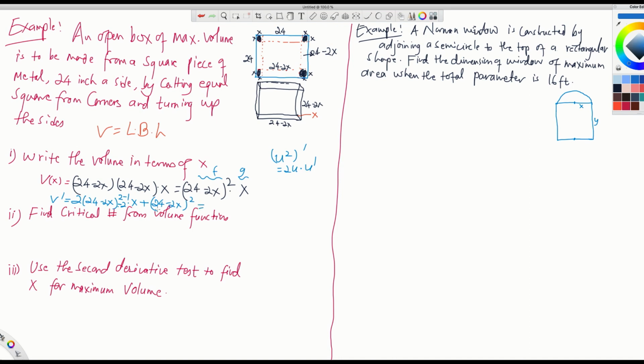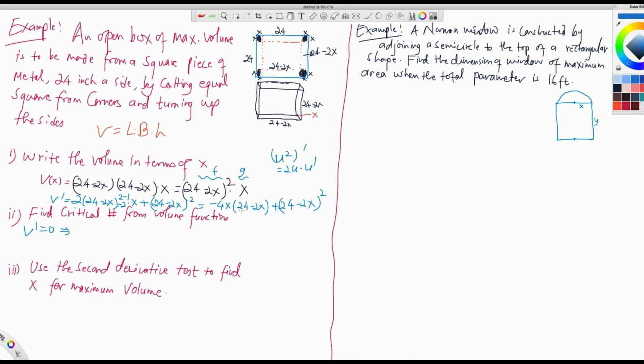So if you simplify this, you will get negative 2 times x times 4 is negative 4x, and then 24 minus 2x, and then plus 24 minus 2x squared. So for the critical number, you set v prime equal to 0, right? So what is v prime? That is the v prime.